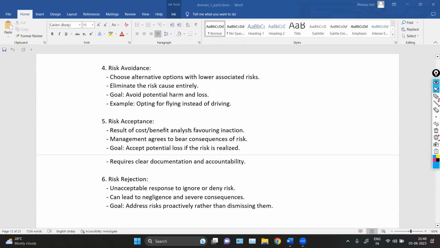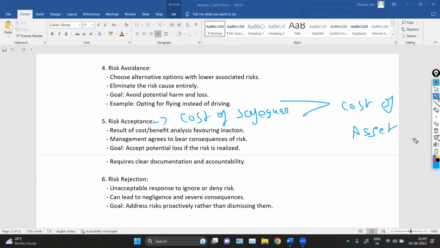Okay, then we have risk acceptance, which is accepting the risk as a result of a cost-benefit analysis favoring inaction. It means if the cost of your safeguard is greater than the value of your asset, then you just accept the risk. Instead of mitigating or reducing the risk, you are accepting it, for a simple reason: the cost of the security mechanism or safeguard you are applying is greater than the value of the asset you are protecting.